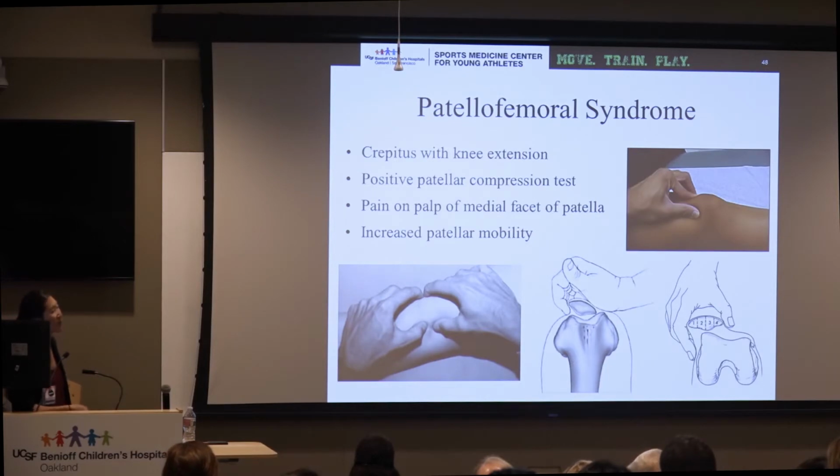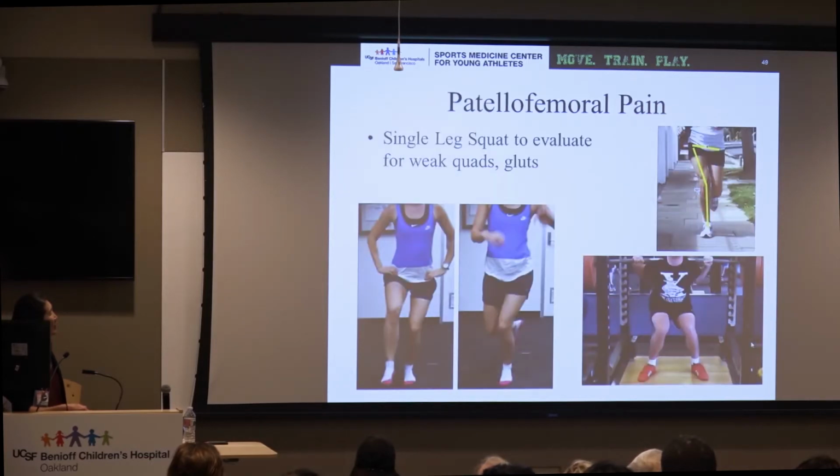Okay, for the residents who have been with me, these are the keys, right? Crepitus with knee extension, positive patellar compression test, where you hold on the patella and you have them contract. Pain on palpation of the medial facet, okay, because that's where the medial patellofemoral ligament sits, and that's the one that's pulled. Or they have increased patellar mobility. It's easy to move their kneecap around. These are the two things I do in the office.